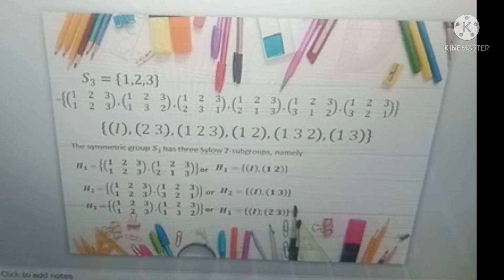(1 3), this (2 1 3), (2 3), (1 2), and (1 3). These are the subgroups of the symmetric group S3 of order 2, or the Sylow 2-subgroups.